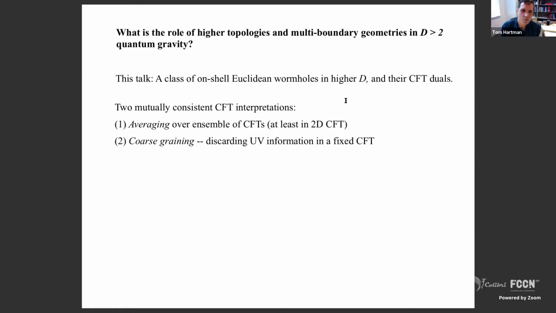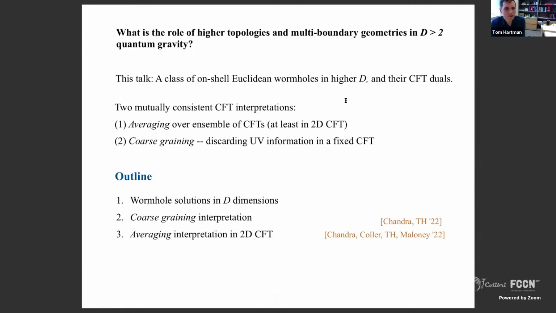The second interpretation is in terms of coarse graining. And I'm making a distinction in terminology here. So averaging means averaging over different theories, whereas coarse graining is something that's done in a fixed theory. Okay, so by coarse graining, I mean in a fixed theory, defining some observables that are insensitive to the UV, so that discard or are insensitive to some UV information in that fixed theory. So these are two different ways of thinking about it, and we can phrase many of these results in either language. So in outline, I'll start by discussing the wormhole solutions in d dimensions.